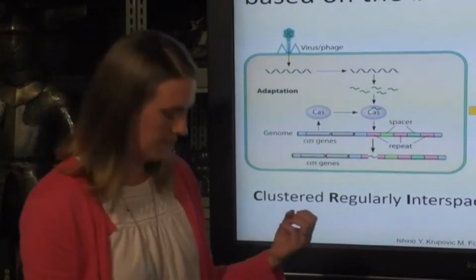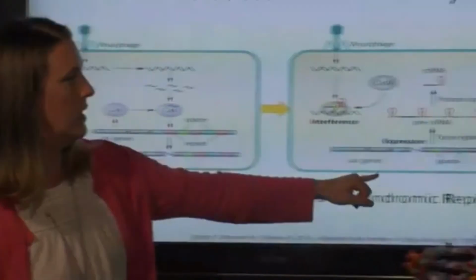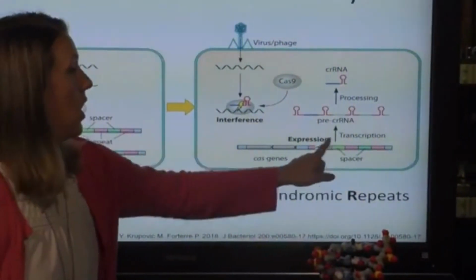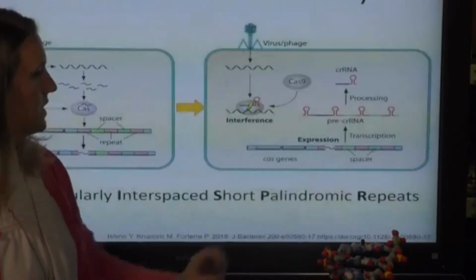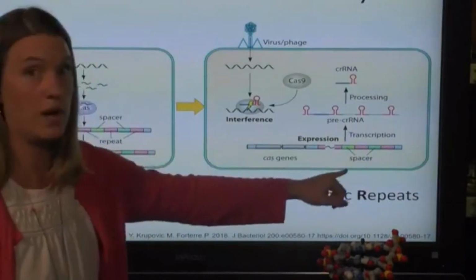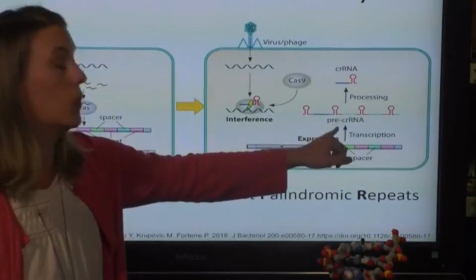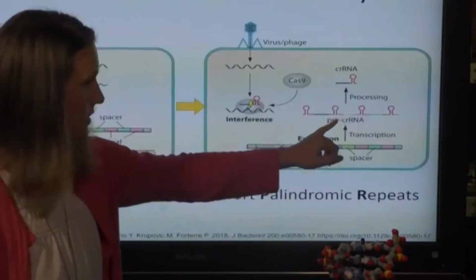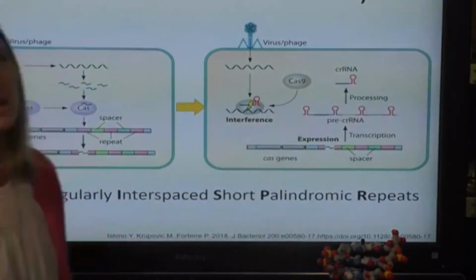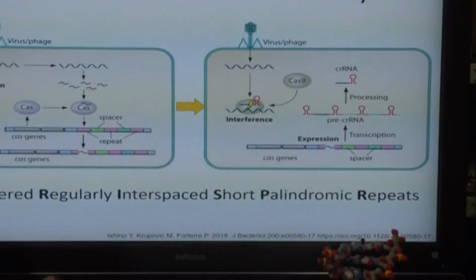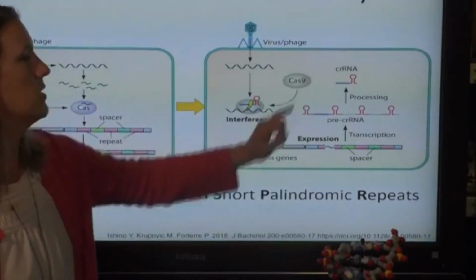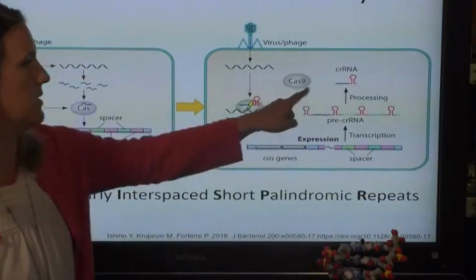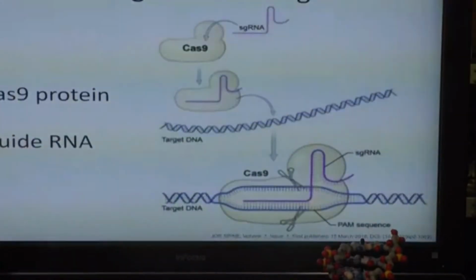And then that genetic information gets transcribed, copied into an RNA molecule, and then processed into an RNA called a CRISPR RNA. In addition to that, one of those Cas genes also gets expressed, and it forms a complex. That CRISPR RNA binds to the Cas protein.